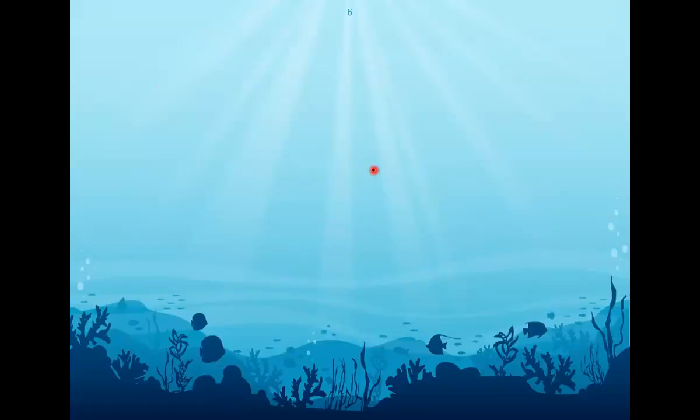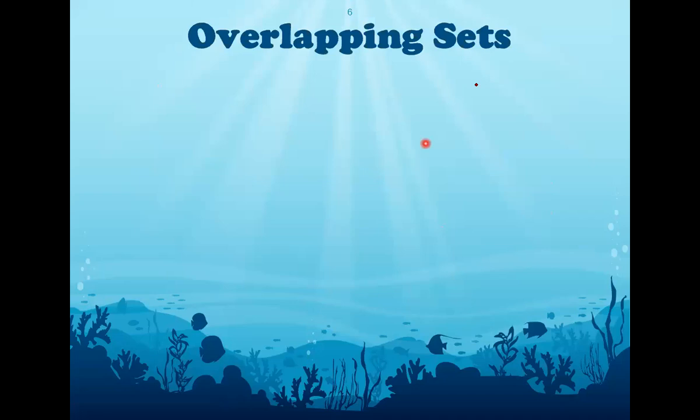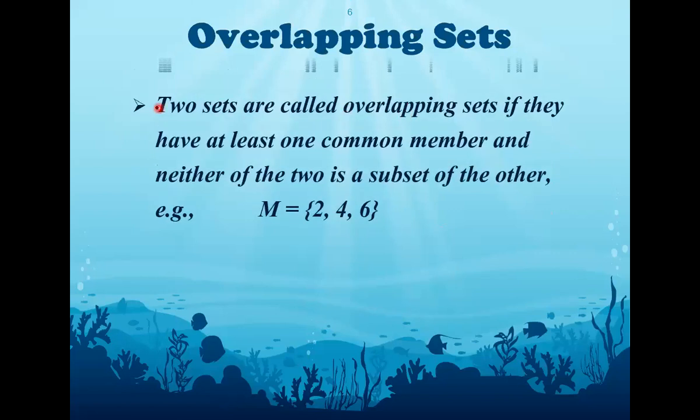Now, next is the last definition, which is overlapping sets. Overlap means what? Look here. Two sets are called overlapping if they have at least one common member and neither of the two is a subset of the other.